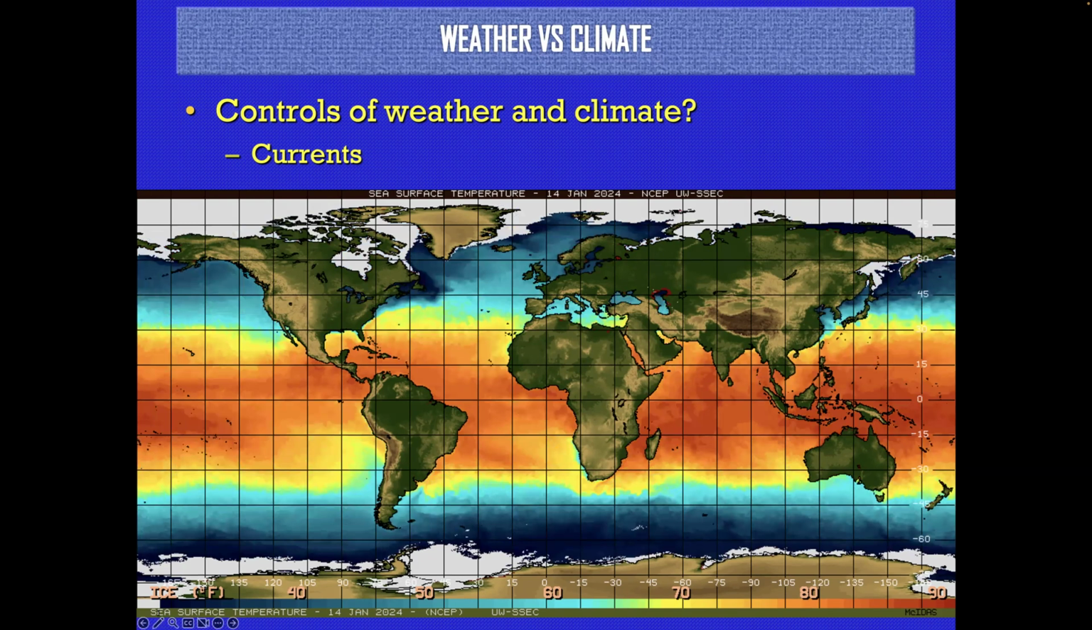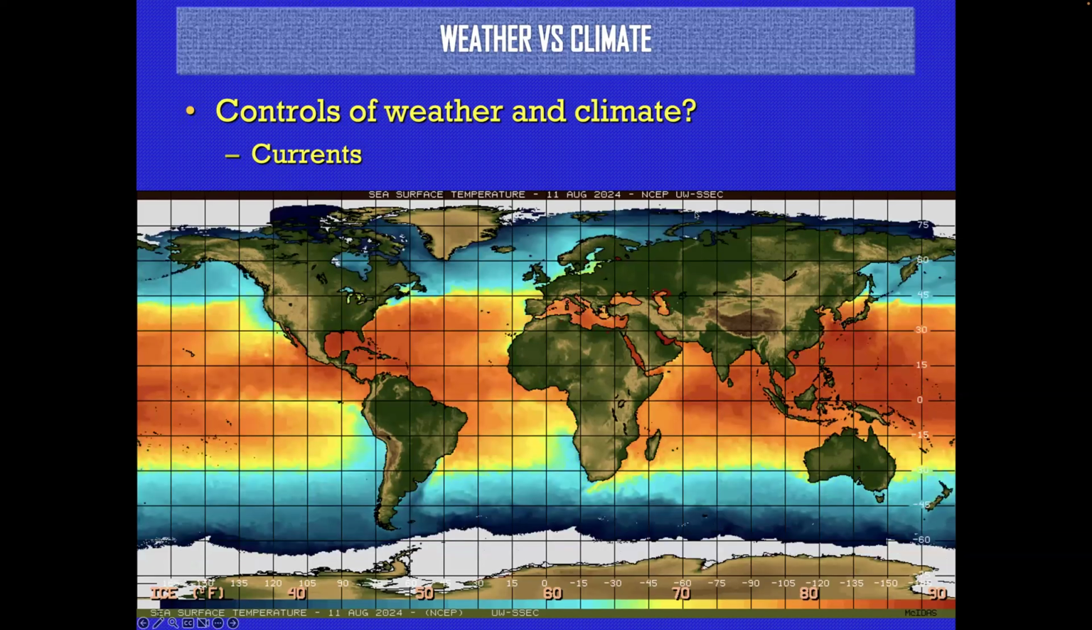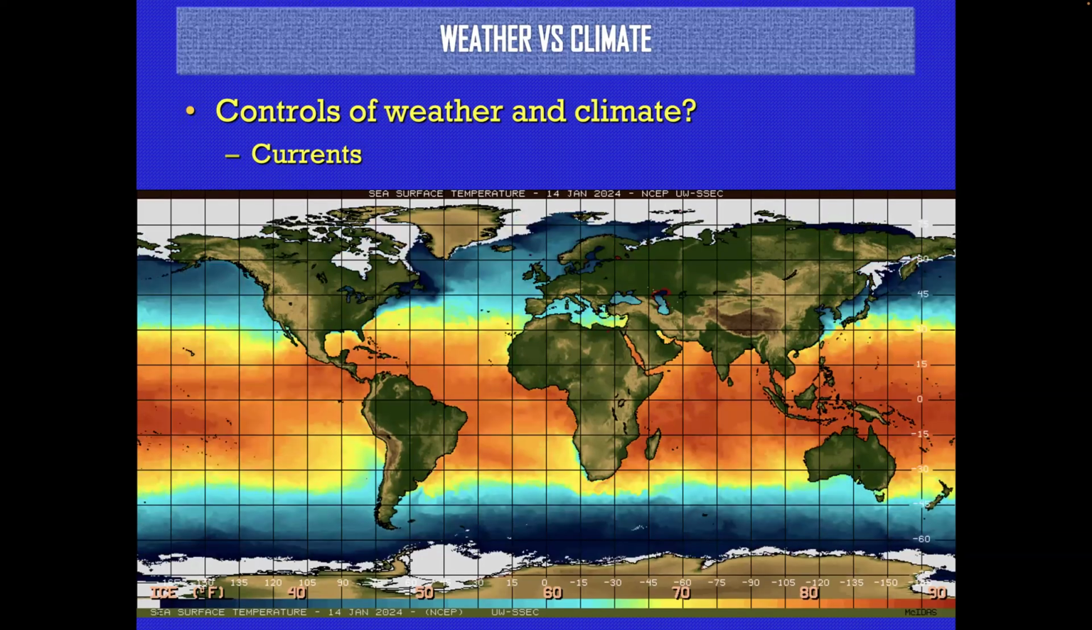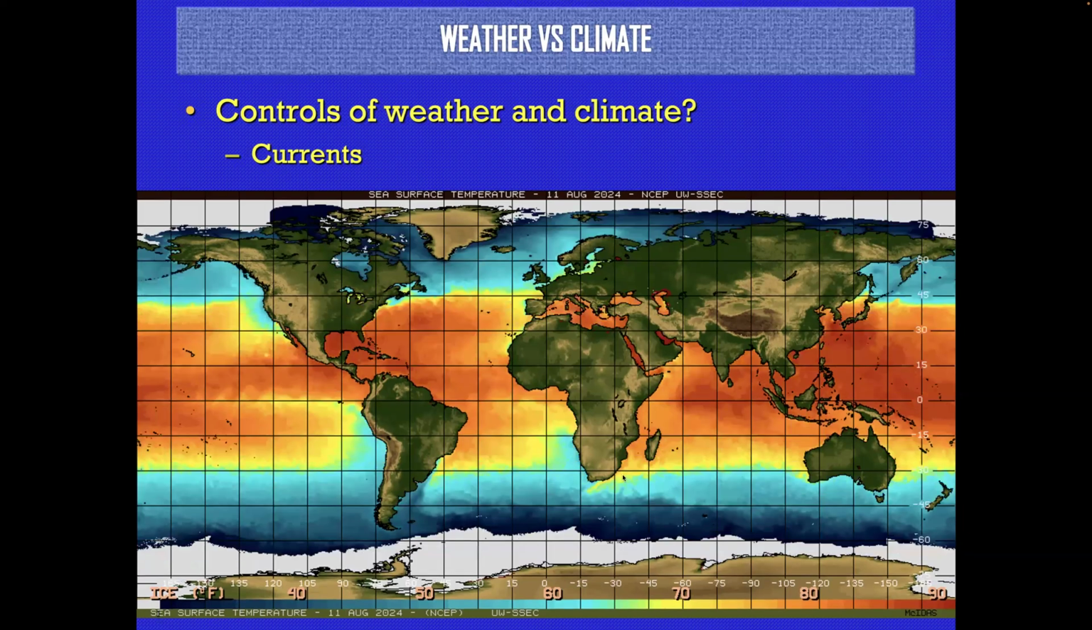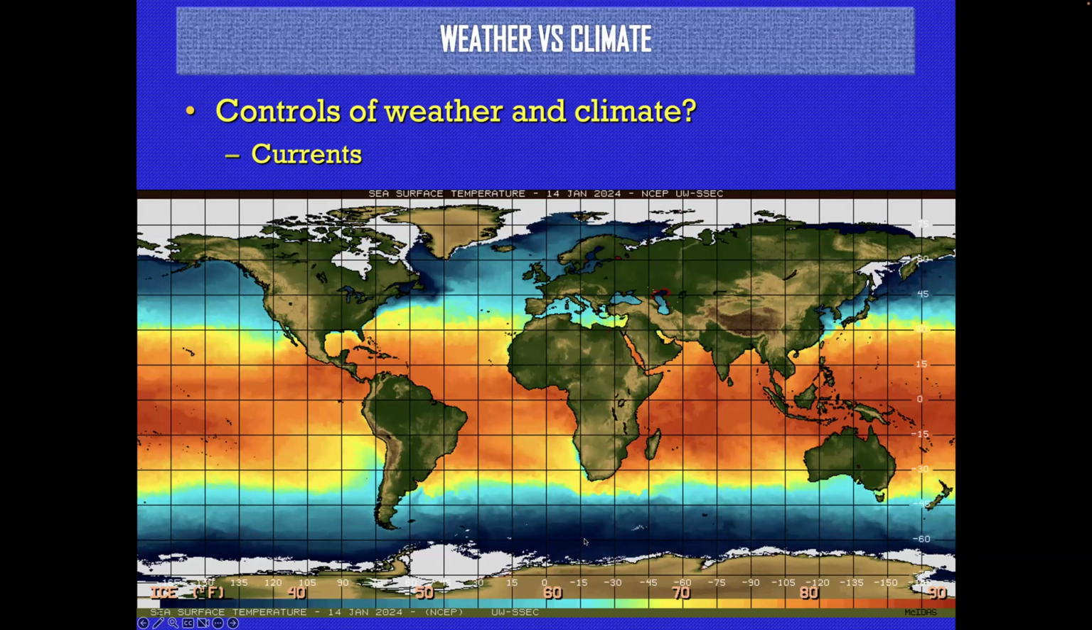Anywhere where you see white, that's sea ice. So notice how the sea ice disappears for the most part. And notice how it changes in the southern hemisphere. In August, it is winter down here. So notice how much more extensive the ice sheet is versus their summer, January.